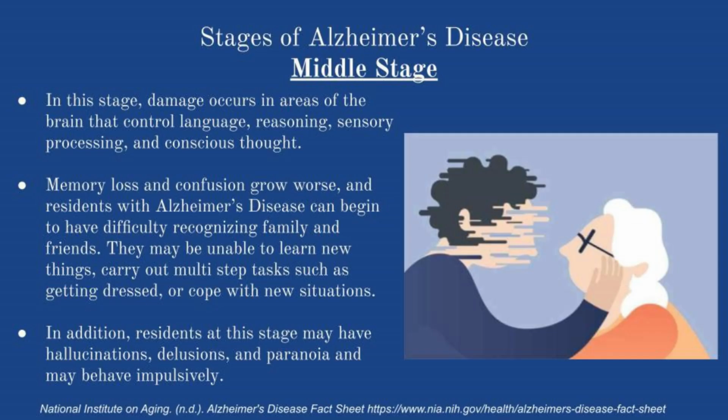In the middle stage of Alzheimer's disease, damage occurs in areas of the brain that control language, reasoning, sensory processing, and conscious thought. Memory loss and confusion grow worse, and residents with Alzheimer's disease can begin to have difficulty recognizing family and friends. They may be unable to learn new things, carry out multi-step tasks such as getting dressed, or cope with new situations. In addition, residents in this stage may have hallucinations, delusions, and paranoia, and even may behave impulsively.